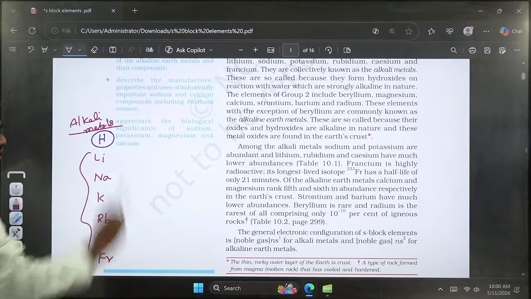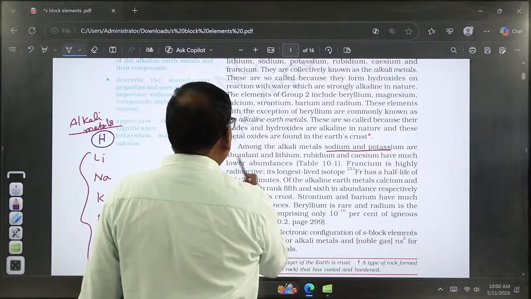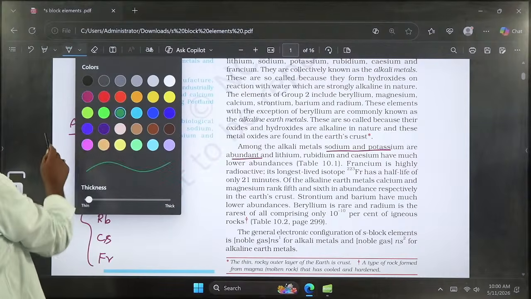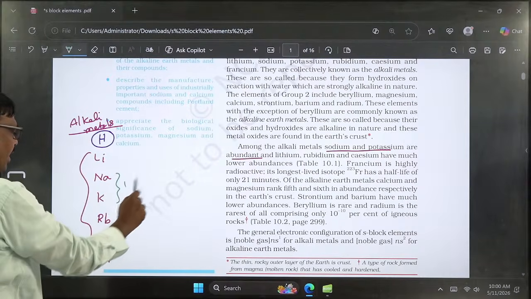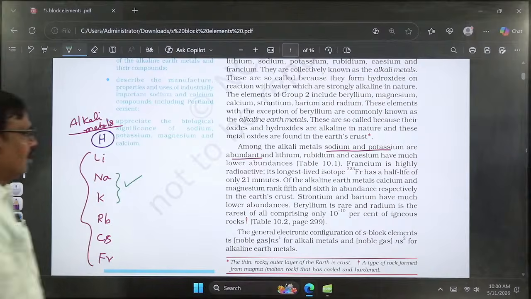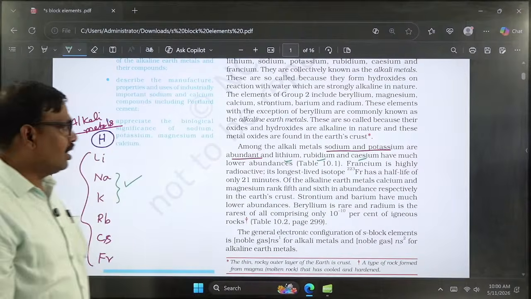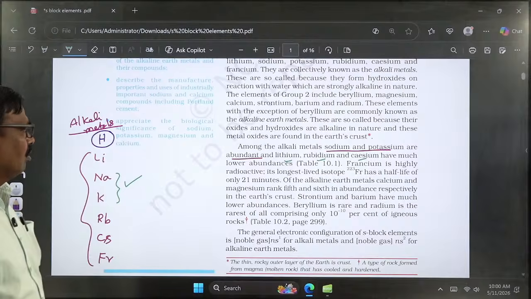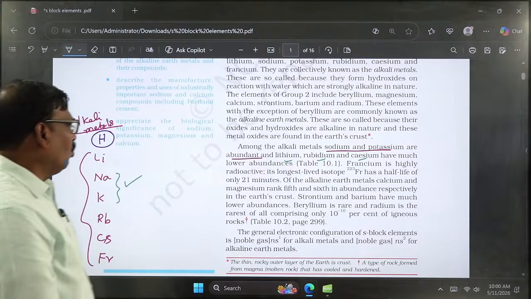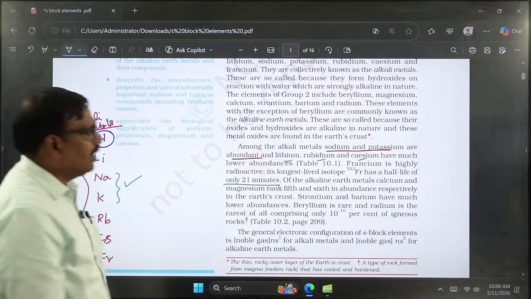Okay. So in this group, sodium and potassium are more abundant, whereas the remaining, lithium, rubidium, cesium, have much less abundance. Here, francium is a radioactive element whose half-life period is only 21 minutes. Only 21 minutes.